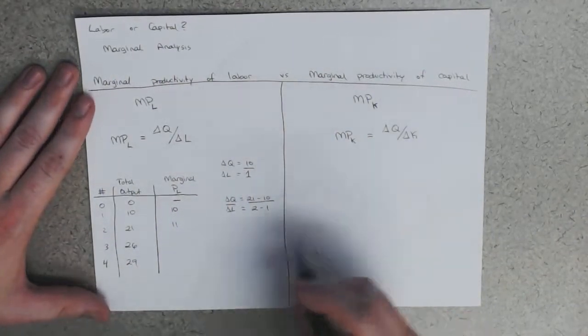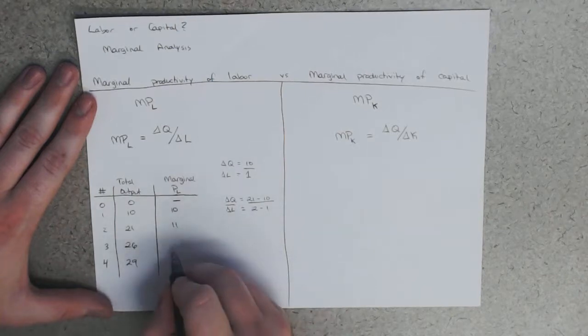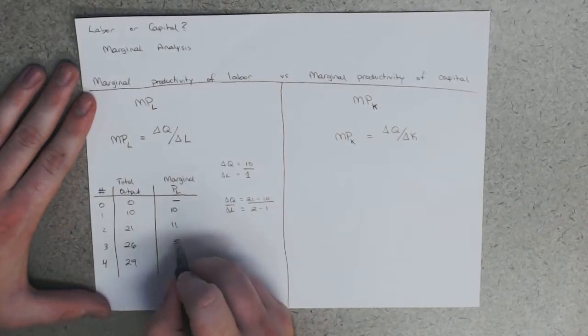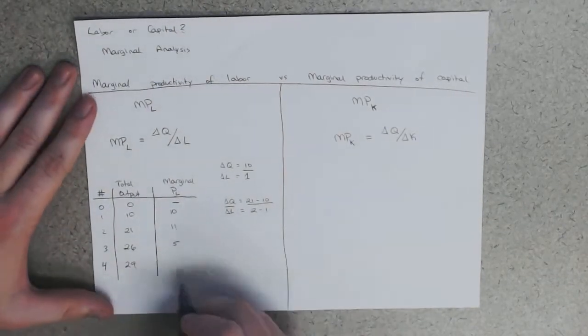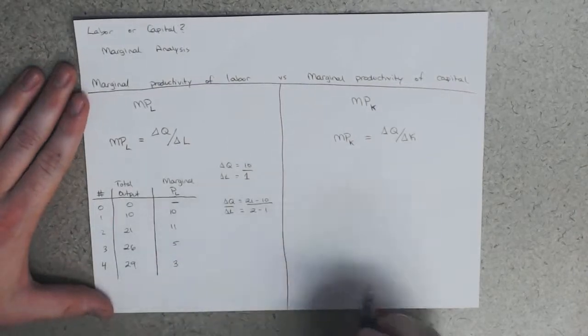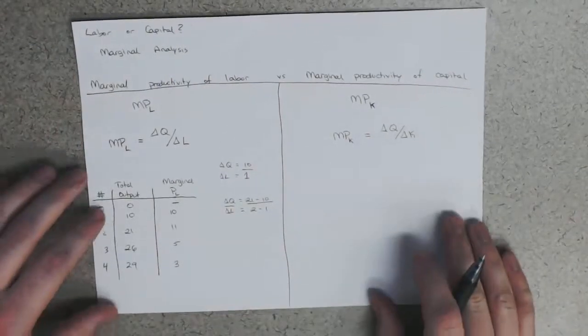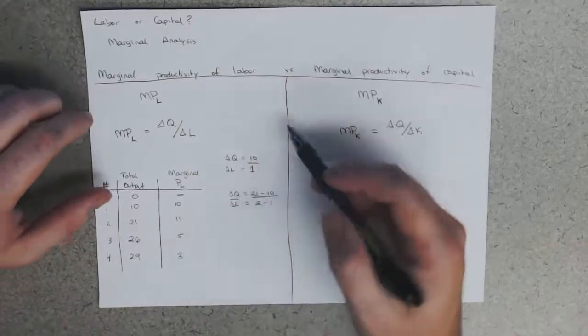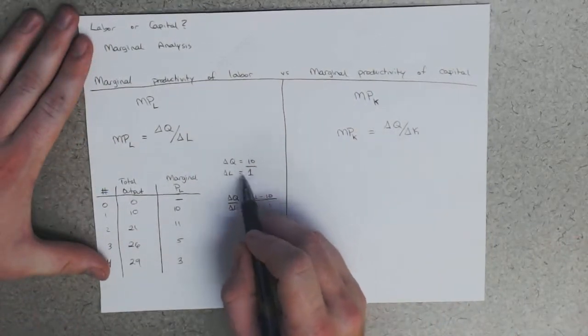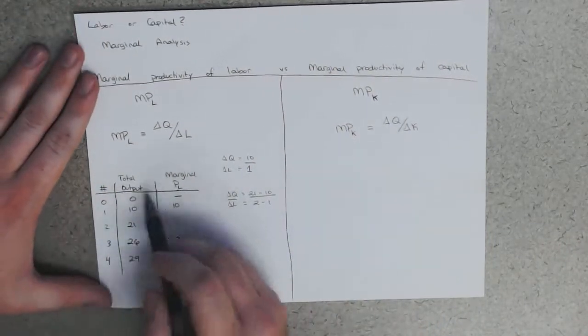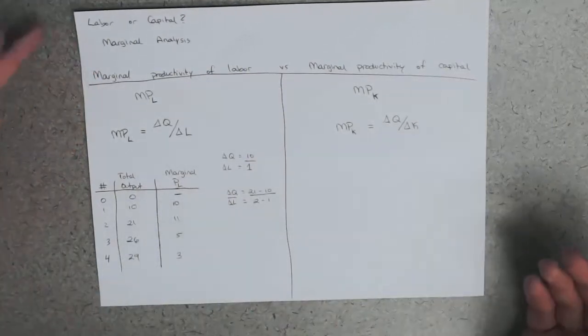Okay, and we can keep going with similar analysis. We'll see that this is 5, right? And this one is 3. Okay, now you can do this in a much simpler way since we're doing it by 1 every time, since we're always going to be dividing by 1. You can see it as the change in output.